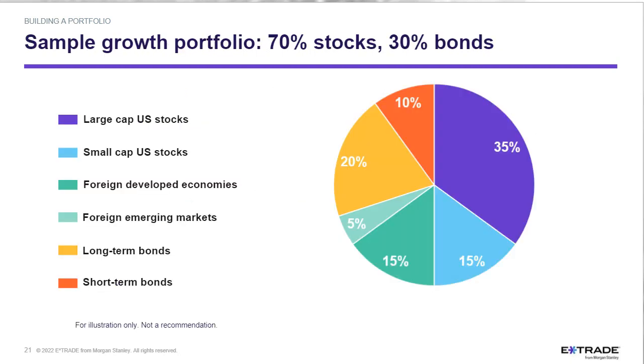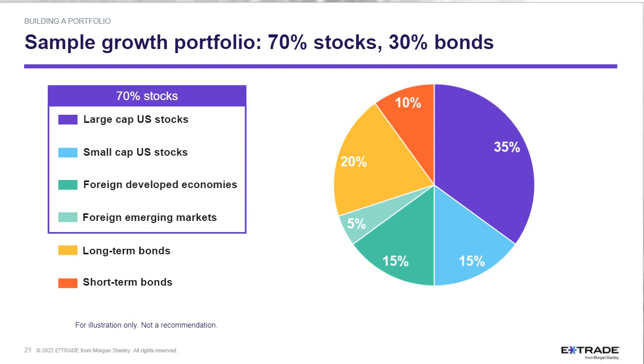So that all results in the pie. And so here I am showing a hypothetical example of what would be called a growth portfolio, where most of the portfolio is in stocks, with a smaller portion allocated to bonds. So here you can see the purple, the blue, and the green are the four slices of stocks.